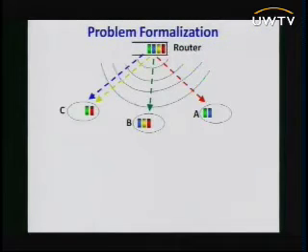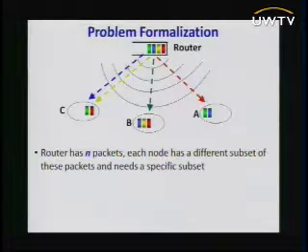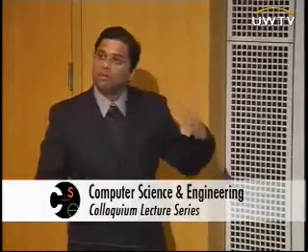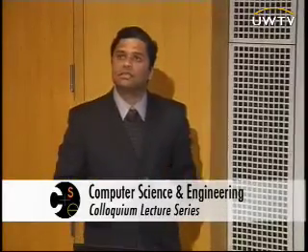So here's the formal statement of the problem. A router has n packets, and each of his next hops has a different subset of these packets already overheard and wants a specific subset. And the router has to deliver these n packets using the minimum number of transmissions subject to coding constraints.